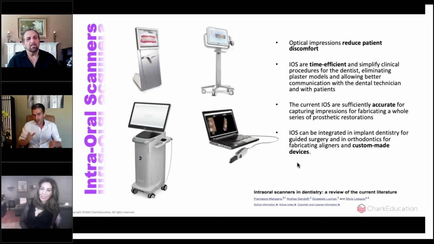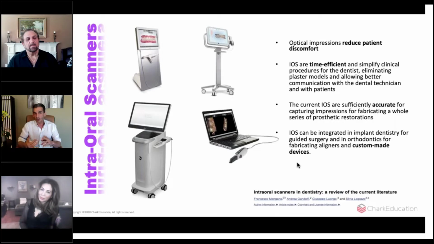This is back in 2006, 2007, and we were one of the first offices in Canada that had it, and I used to do even my full mouth cases. So for those of you wondering whether these technologies are accurate, they were accurate 15 years ago, never mind today. They have come a long way.